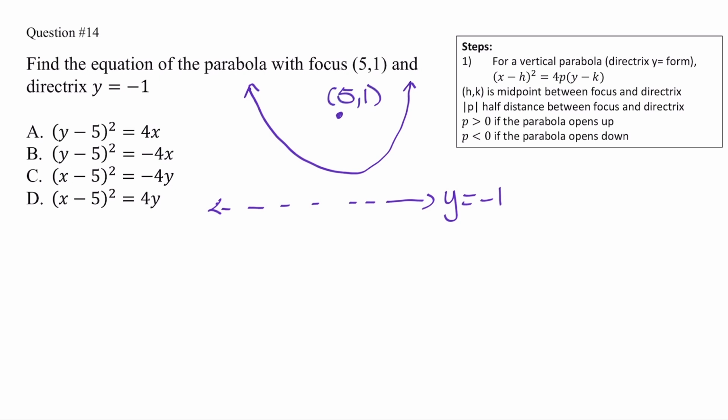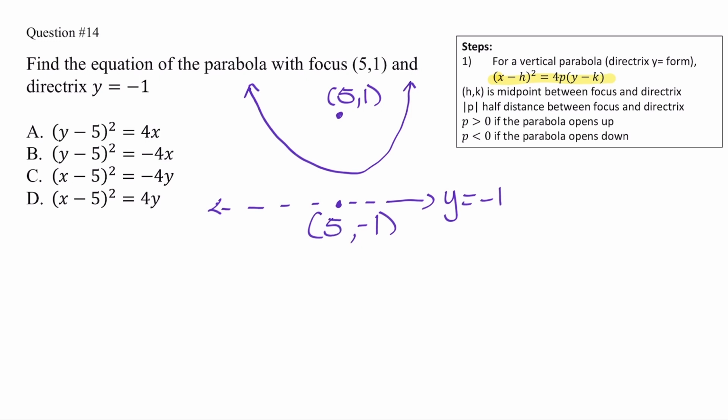Okay, so I'm going to use this form of the parabola equation. x minus h squared equals 4p y minus k. h, k is the midpoint between the focus and the directrix. So if I create a point on my directrix, it's always going to have a y coordinate of negative 1. And then the x coordinate is just going to stay the same because it's right in line with that focal point. So I have 5, negative 1.